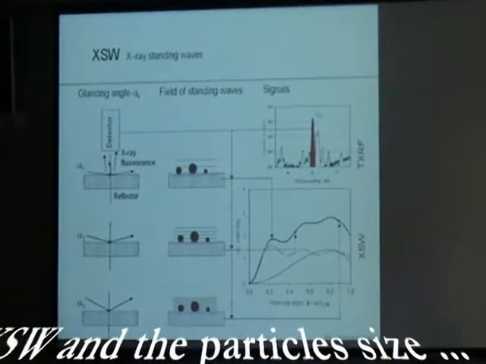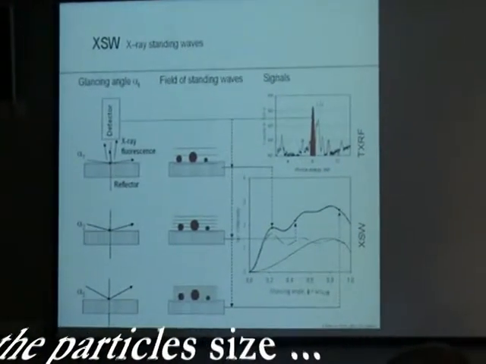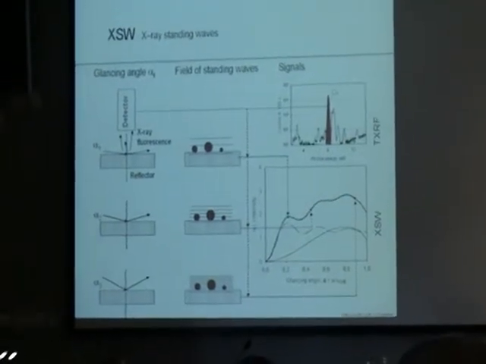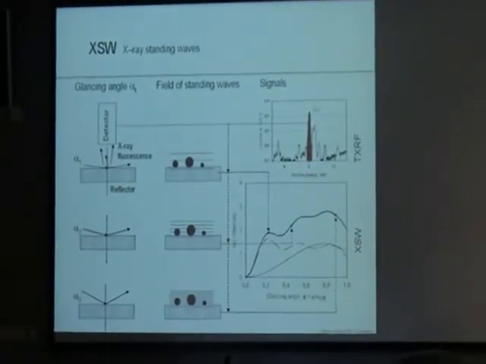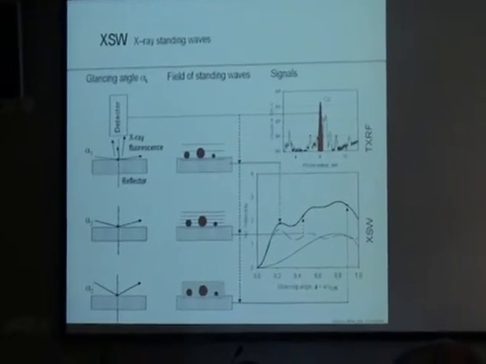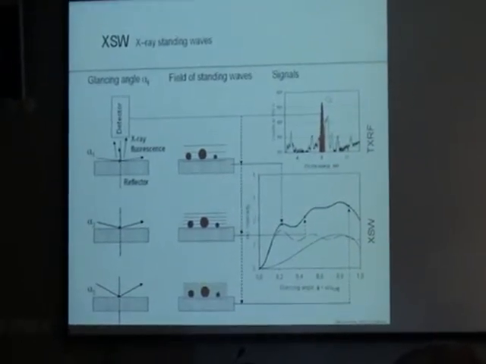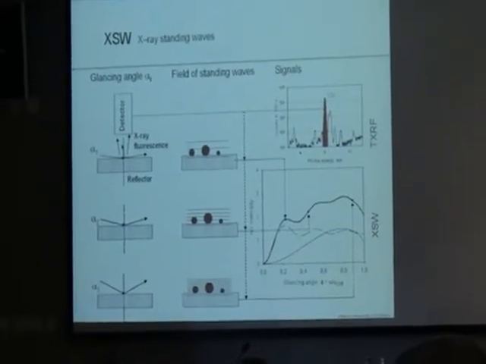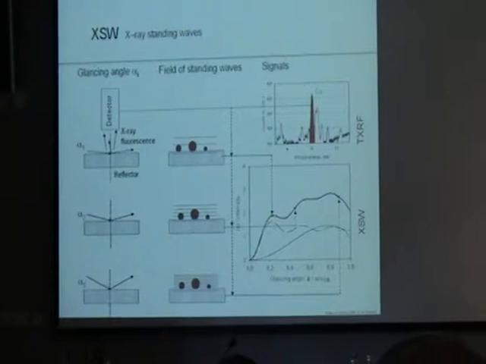For TXRF, we normally record a multi-element spectrum, but for X-ray standing waves, we choose only a channel, an element, or more than one. It is possible to take 3 or 4 or more, and then we record the intensity of the channel compared to the angle position.